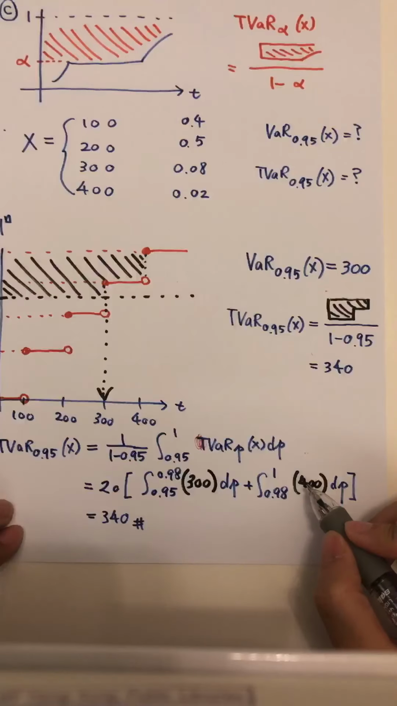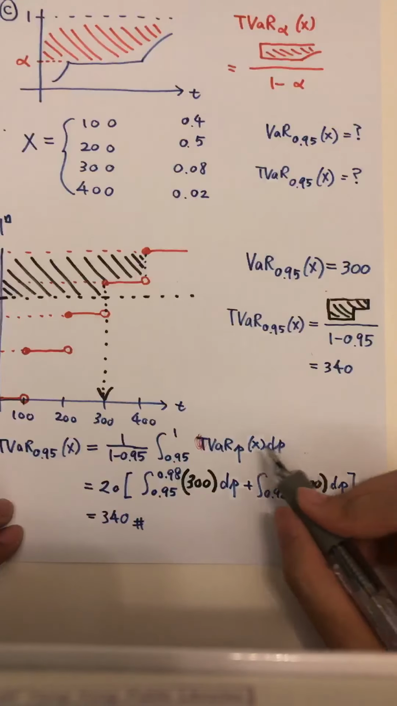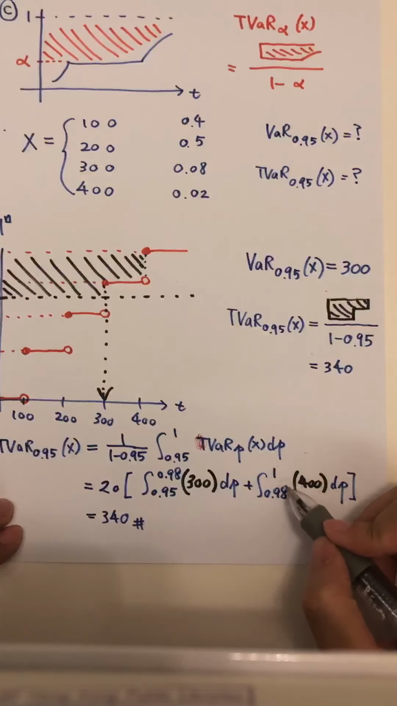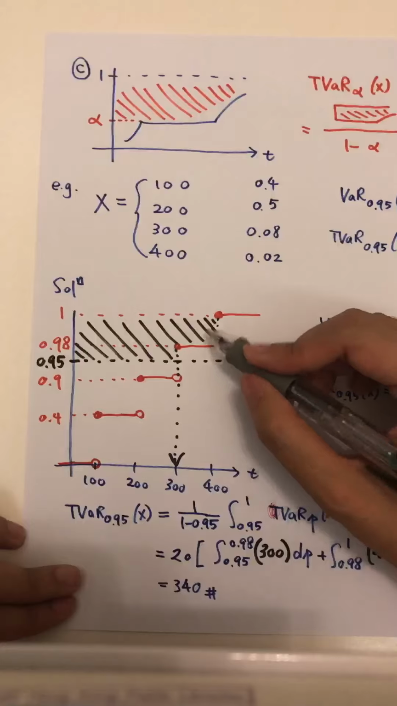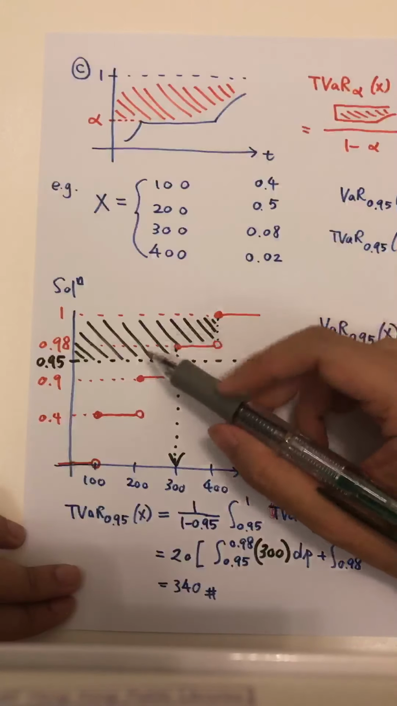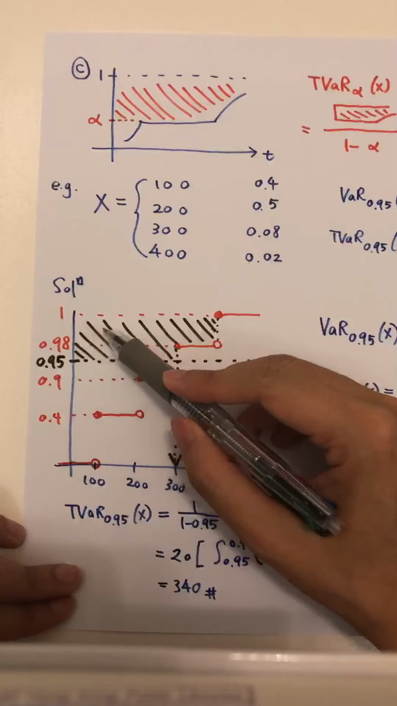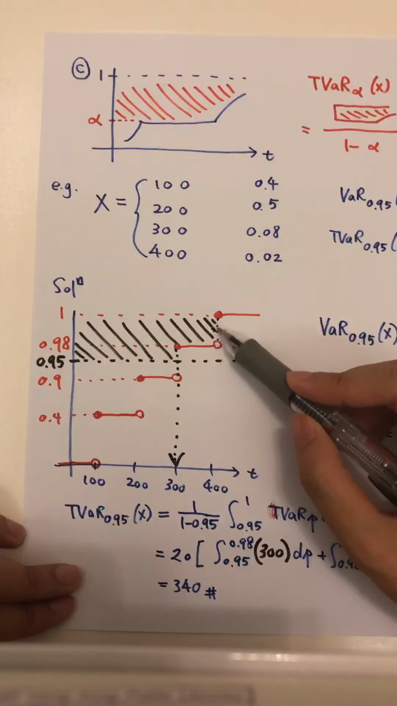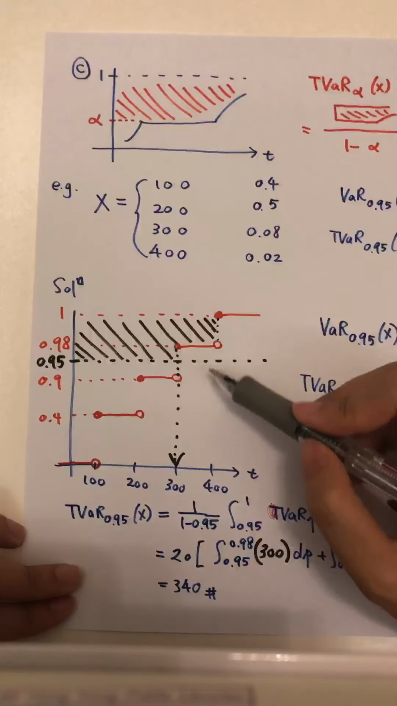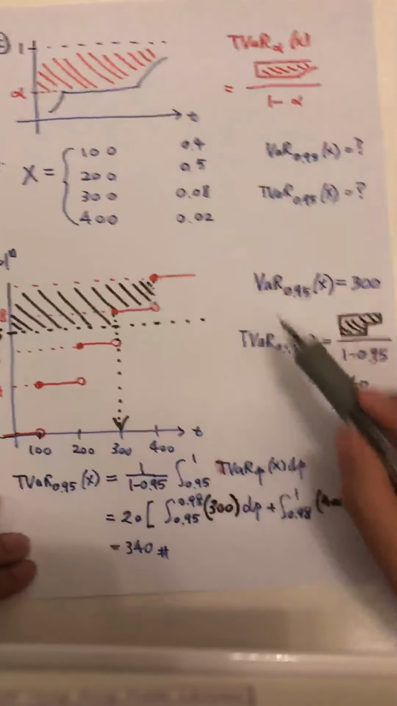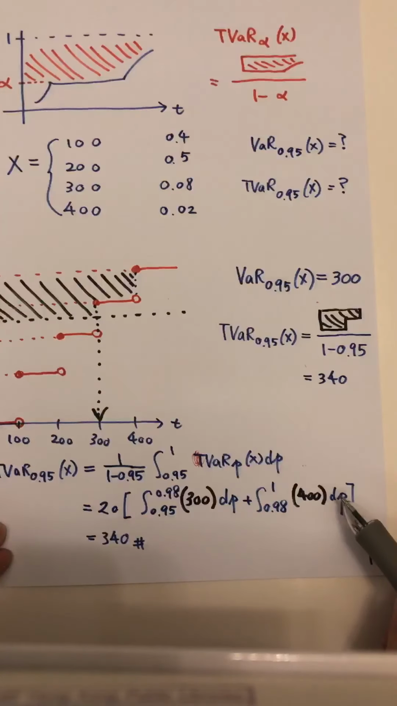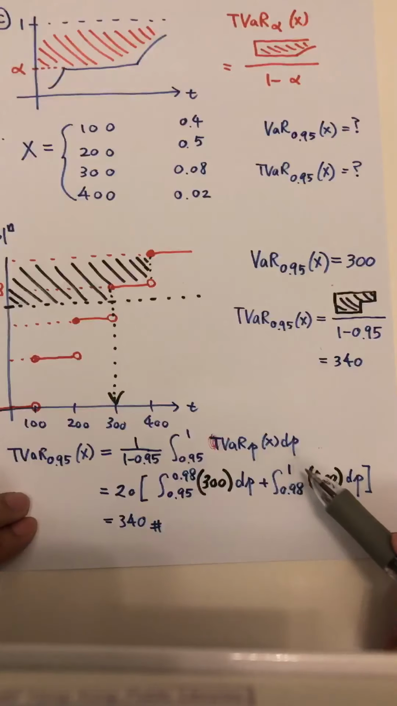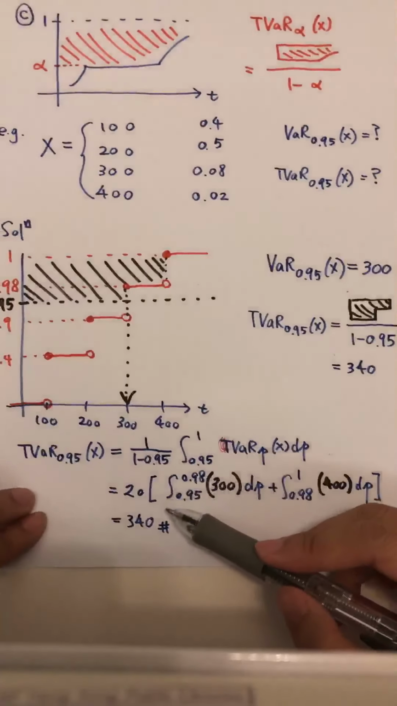In the second integral, we need to find the value of the value at risk at level p, for p between 0.98 and 1. In the graph here you can see, if p is between 0.98 and 1, when you draw the horizontal line, there's no intersection because there's a jump here at 400. So the value at risk equals 400 for p between 0.98 and 1. Now we can calculate these two integrals, and then we will get 340.